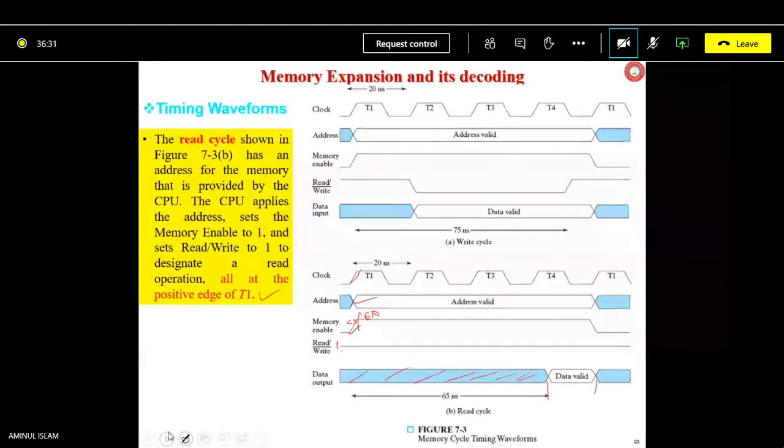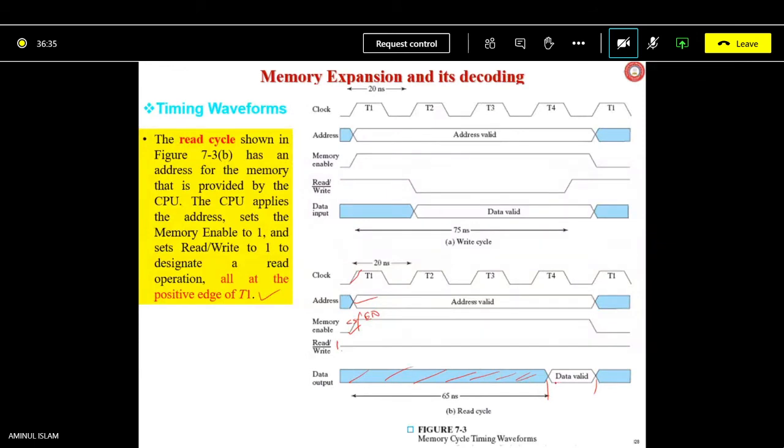And the question is how the processor will be able to know whether the data is valid or not. There will be a provision. Memory is much slower, so the processor has to wait. It will be inserting wait states. When you read about microprocessors, this terminology will be used. Memory is slower, processor is faster.